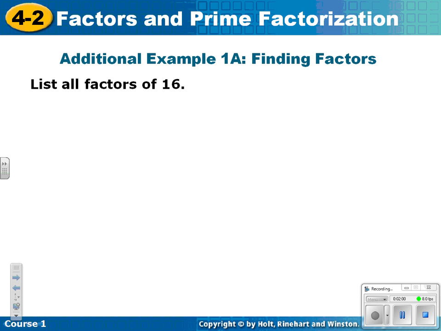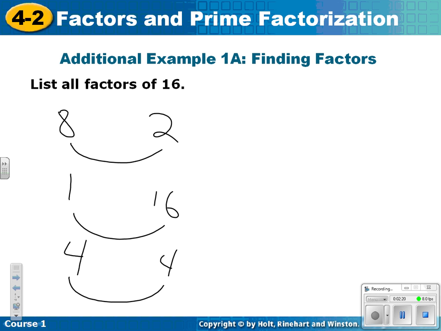Okay, so first of all, we can say 8 and 2. So 8 and 2 definitely go together. What else? 1 and 16 definitely go together. And what else? 4 and 4. Now, list all the factors of 16. We have 1 and we have 16. We have 2 and we have 8, and then we've got 4. We don't need to write 4 twice. Okay? So I've listed all the factors of 16.